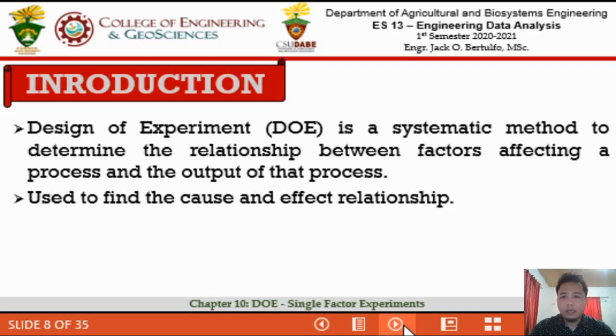So design of experiment is a method. If you're trying to study the effect on a response of a set of independent variables, you need to come up with a design of experiment. You will follow a systematic method to find the cause and effect of this relationship, the relationship between these factors and the response, or the dependent variable.